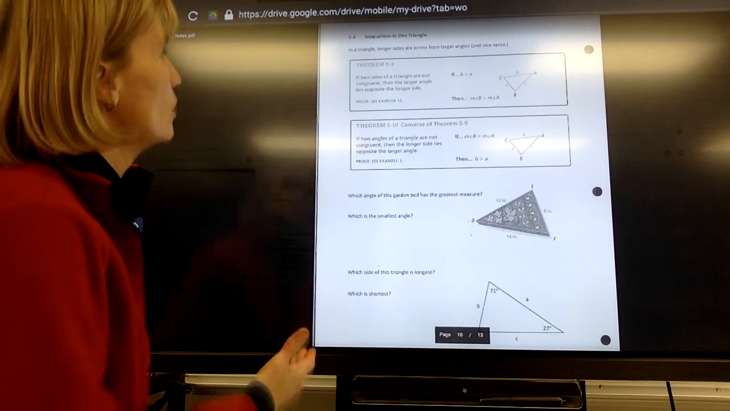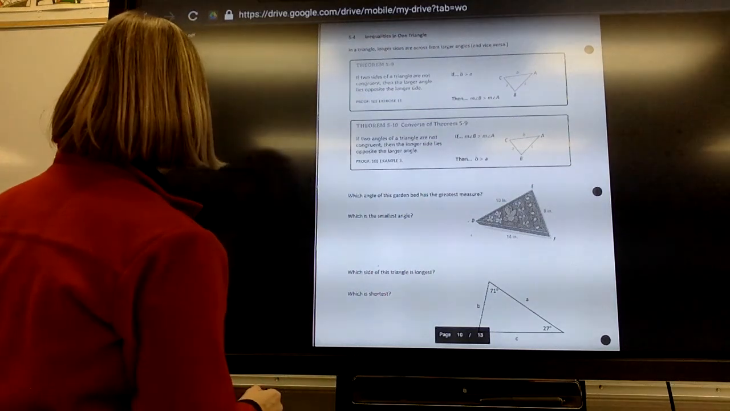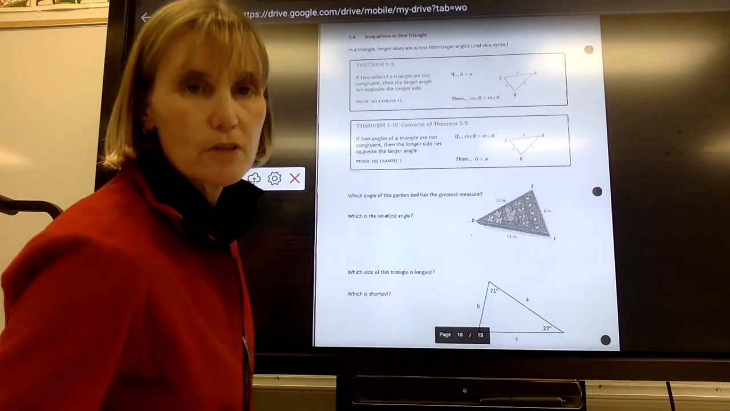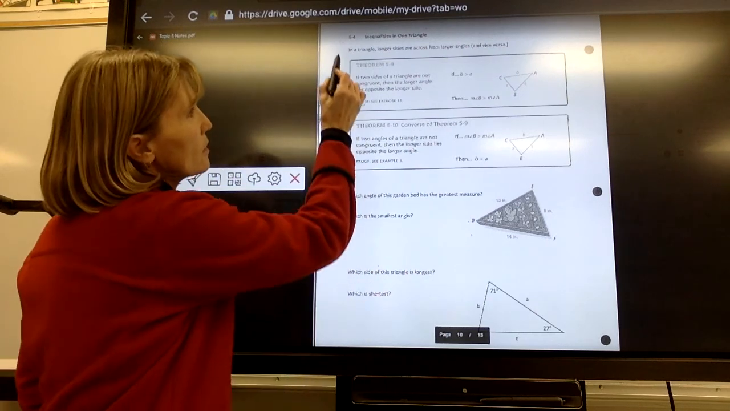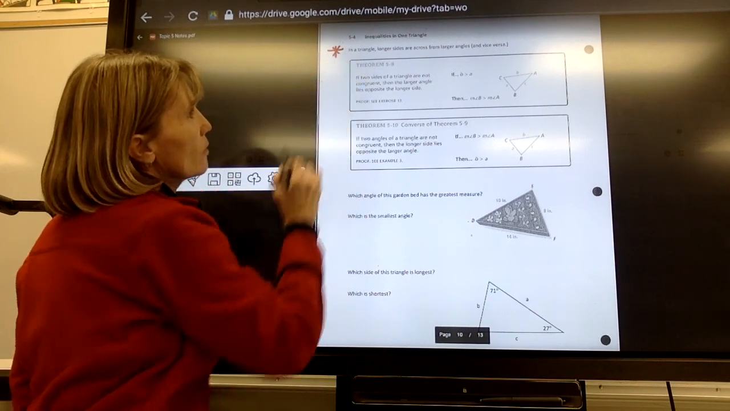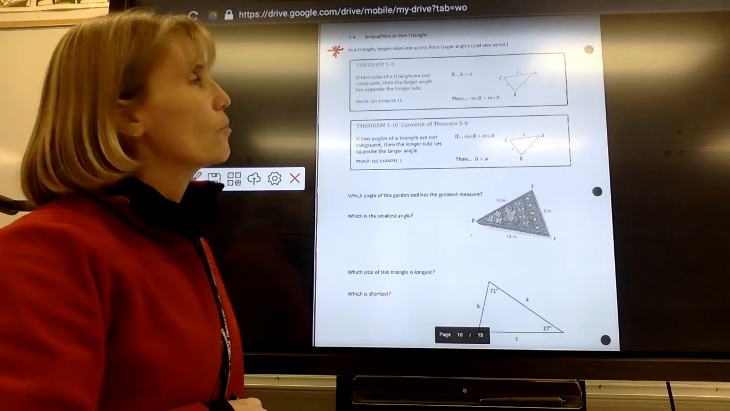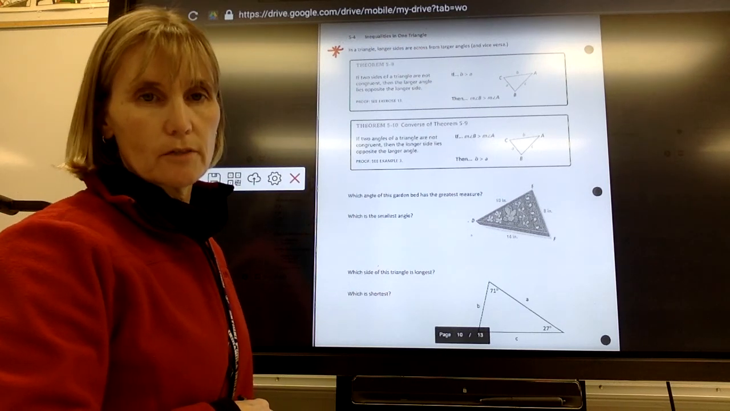For this particular one, at the very top of your note packet, please go to section 5-4. It says in a triangle, the longer sides of the triangle are across from the larger angles, and vice versa.